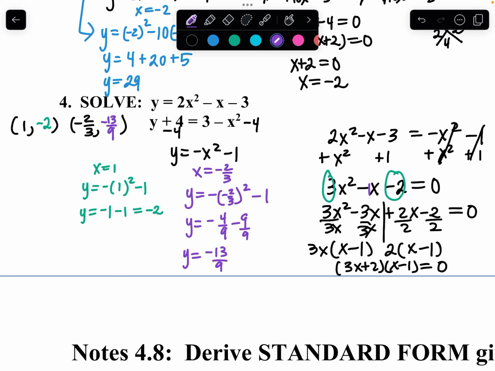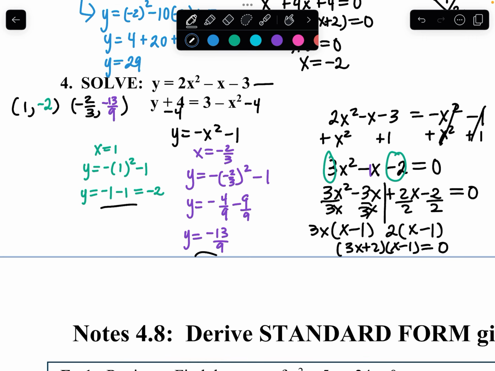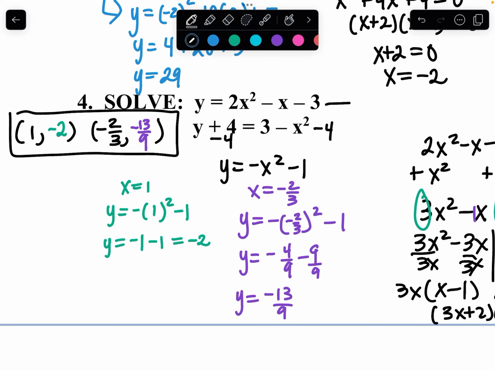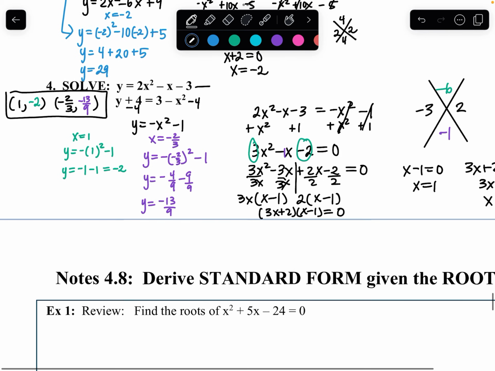And again, if I were to plug these x values into this top equation instead, you should get the exact same y values. You're not going to end up with 4 different ordered pairs. You should only end up with at most 2. And so you're not going to get a different y value if you use a different equation.